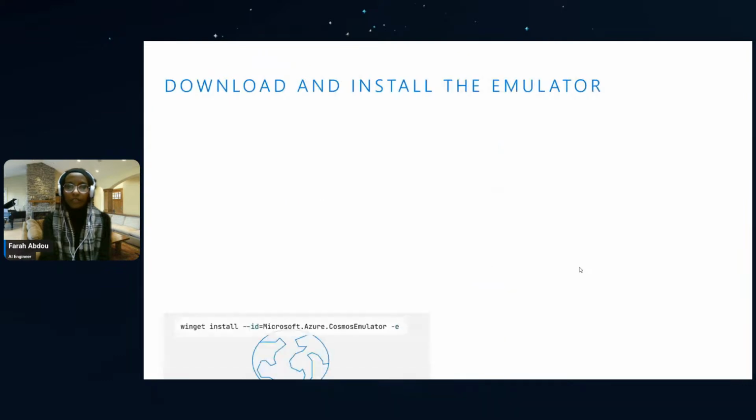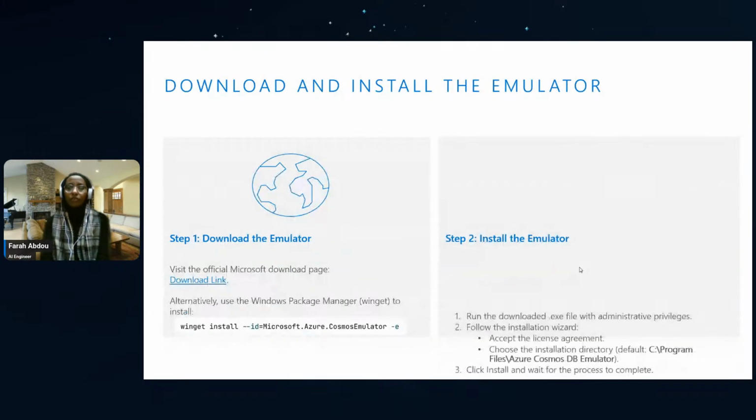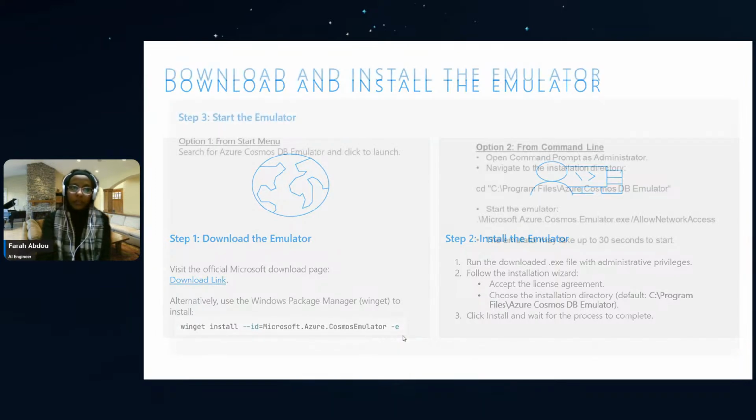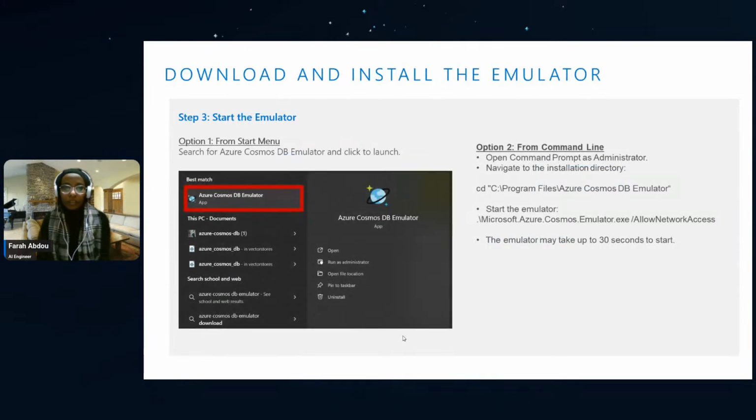So these are the steps if we need to start working with the emulator. We have the official Microsoft download page. You can download it from there. And you can also use the Windows Package Manager to install it with this command right here. And step 2, you can then install the emulator after it is downloaded and accept, of course, the license agreement, and choose your directory and then wait until it's completed. You can then find it right here.